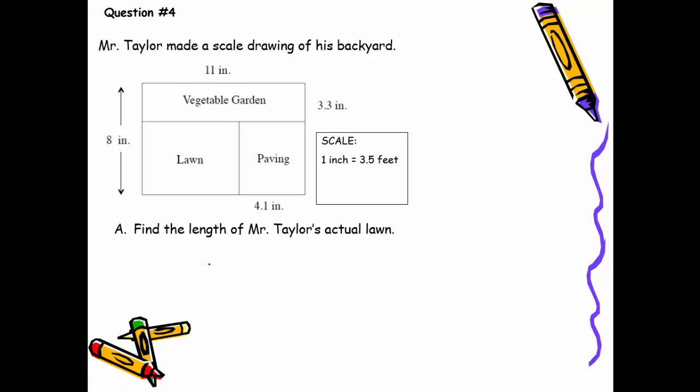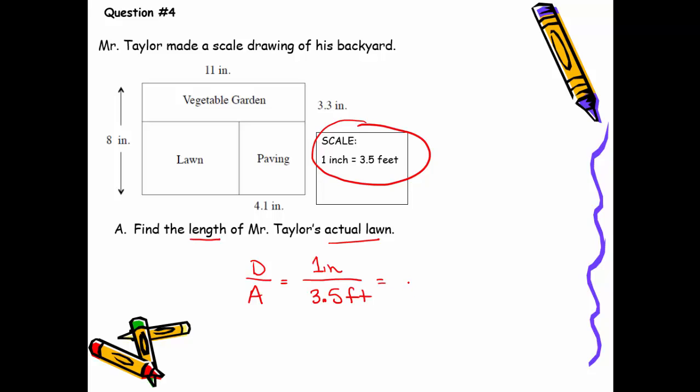Mr. Taylor made a scale drawing of his backyard. Find the length of Mr. Taylor's actual lawn. The length of his actual lawn. So I focus in on the picture. I'm like, yay, they give me a scale. As soon as I know a scale, I can do my drawing over my actual. I know 1 inch on the drawing corresponds to 3.5 feet on the actual.